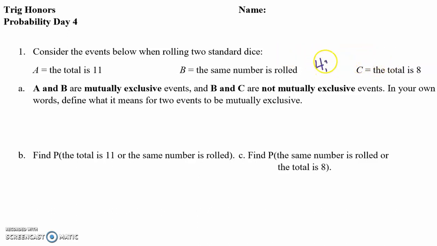I think of the case where you roll a 4 and a 4. That's the exact same number that's rolled, and when you add those together, you get 8. So they share something in common, and that's why they're considered to be not mutually exclusive. When you look at the events of A and B, there's absolutely nothing that they have in common.